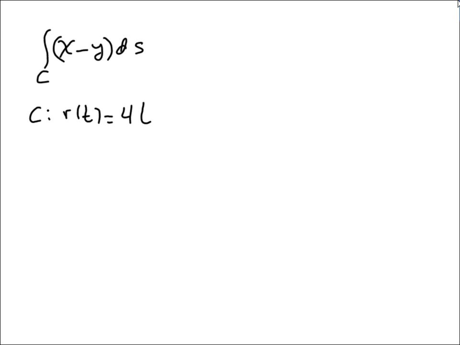Okay, so we want to evaluate the line integral over the indicated path. So we want to integrate x minus y ds over the path C, where C is r of t equals 4t i plus 3t j, and t fluctuates between 0 and 2.